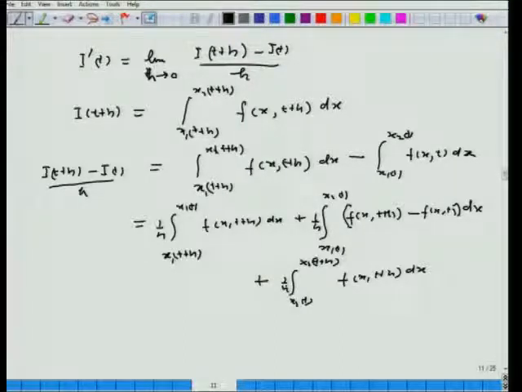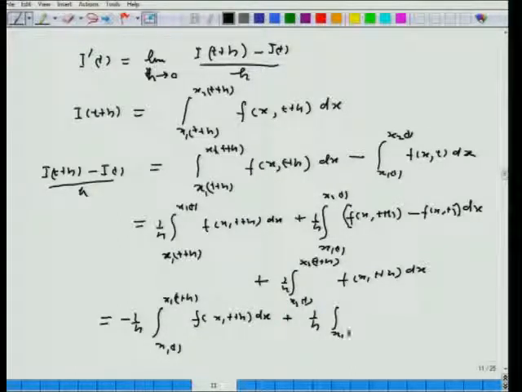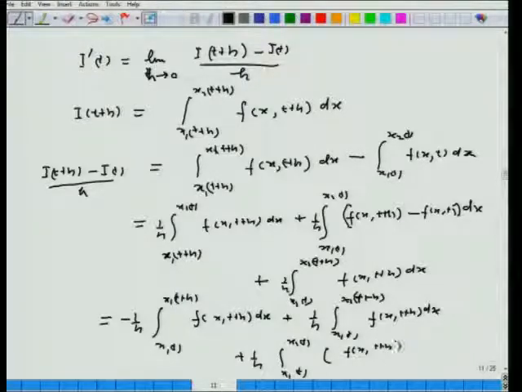Then letting h tend to 0, the first term we write as minus 1 by h times the integral from x1(t) to x1(t plus h) of f(x, t plus h) dx, and the last one stays as it is, the integral from x2(t) to x2(t plus h) of f(x, t plus h) dx. The middle one is 1 by h times the integral from x1(t) to x2(t), where we take 1 by h inside, of f(x, t plus h) minus f(x, t), dx.